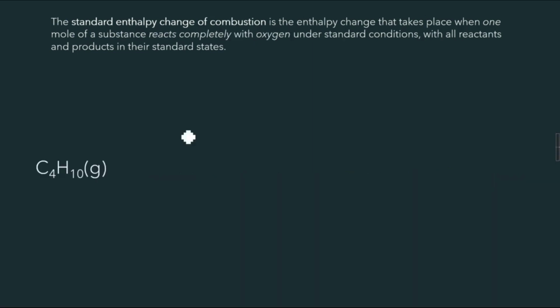Standard enthalpy change of combustion. This is the enthalpy change that takes place when 1 mole of a substance reacts completely with oxygen under standard conditions with all reactants and products in the standard states. So that means we need to start off with 1 mole of a substance, and we can't change that. So let's do butane, right?